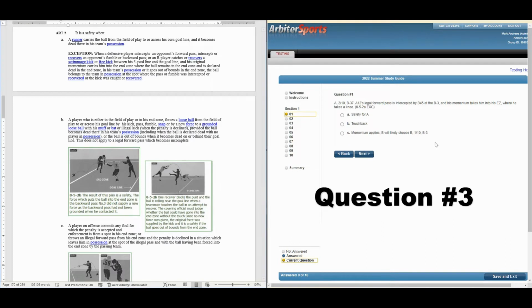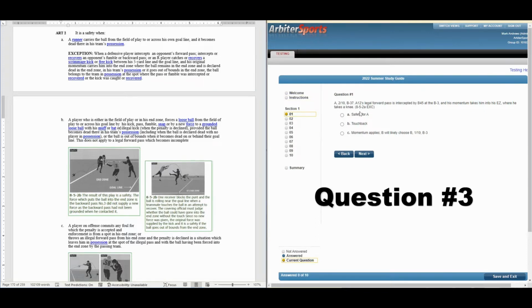All right, question number 1. A, 2nd and 10 at the B37. A12's legal forward pass is intercepted by B45 at the B3, and his momentum takes him into the end zone where he takes a knee. And we have 8-5-2 Exception A as a rule reference. Is this a safety? Is it a touchback? Or does momentum apply? B will likely choose B, 1st and 10 at the B3.